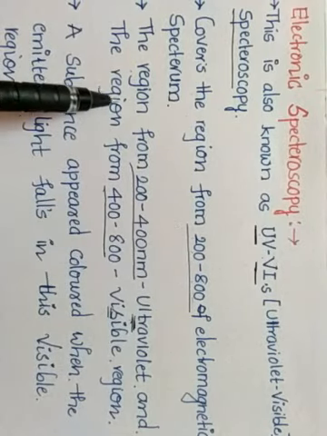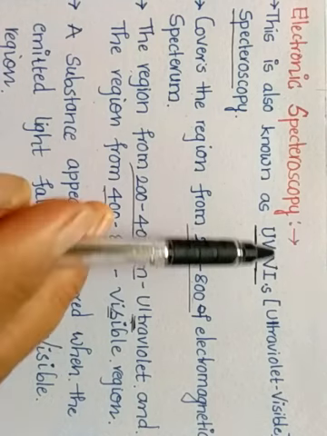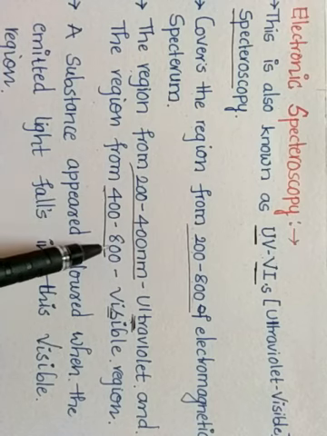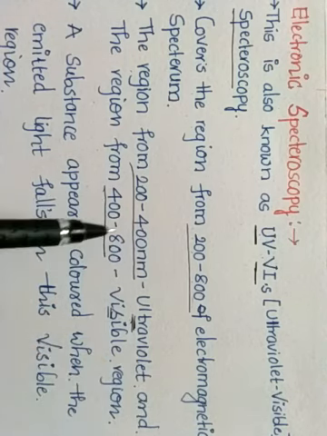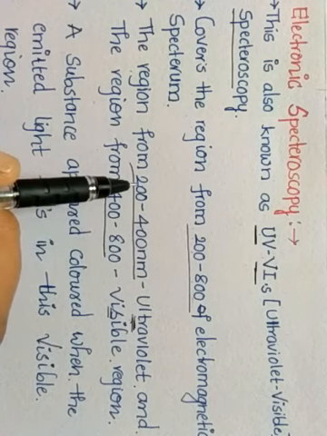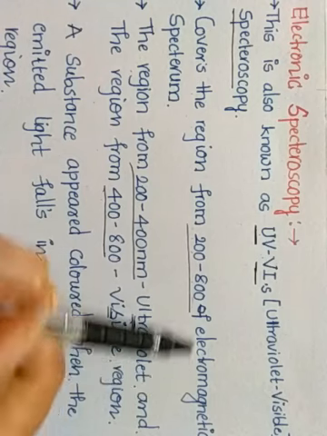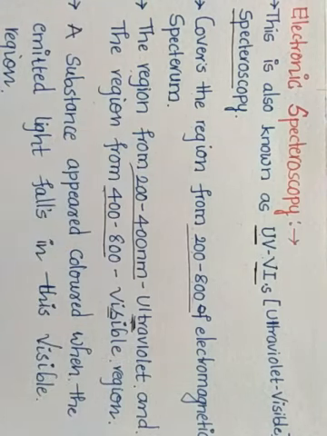The region from 200 to 400 is the ultraviolet region, and the region from 400 to 800 is the visible region. Combining these two, 200 to 800 in the electromagnetic spectrum belongs to this particular electronic spectroscopy.